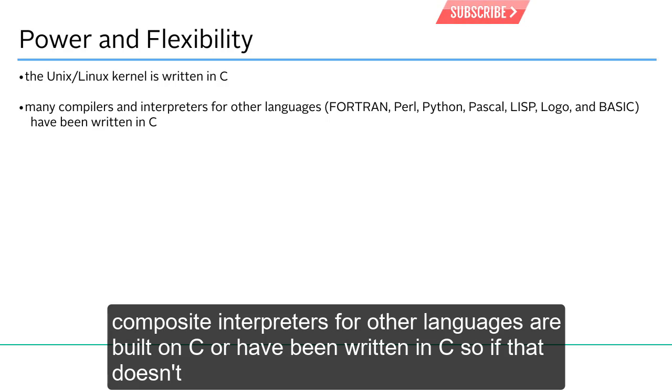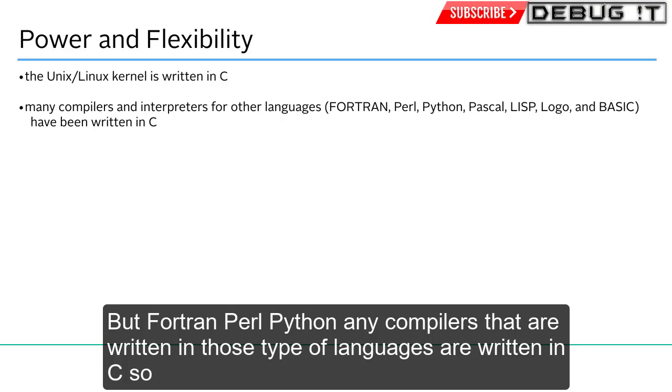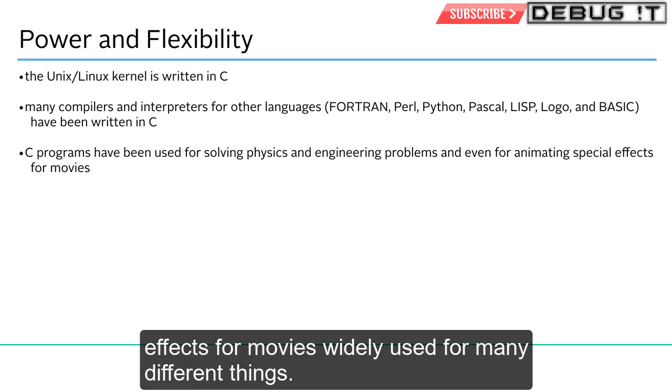So many compilers and interpreters for other languages are built on C or have been written in C. So if that doesn't tell you the powerful nature of the language, I don't know what will. But Fortran, Perl, Python, any compilers that are written in those types of languages are written in C. So C programs have been used for solving physics and engineering problems, and even for animating special effects for movies. Widely used for many different things.